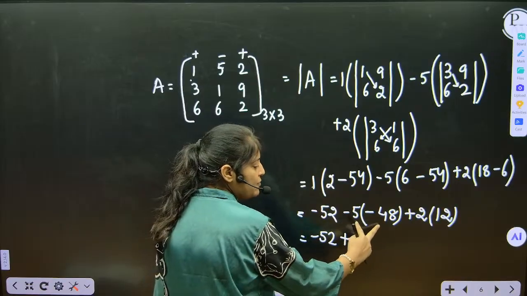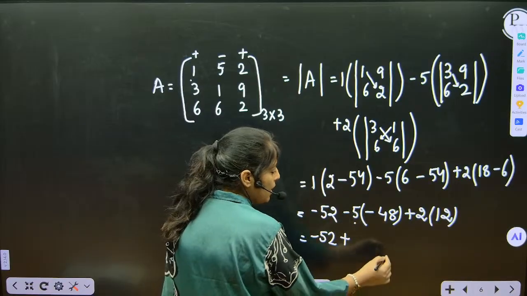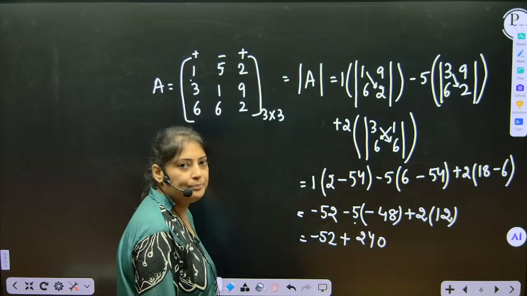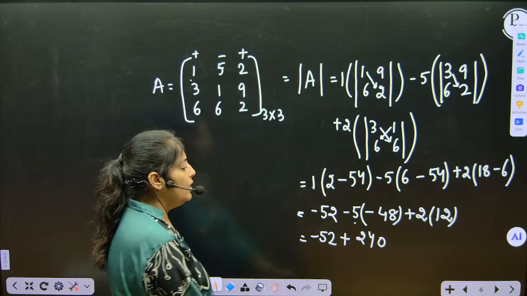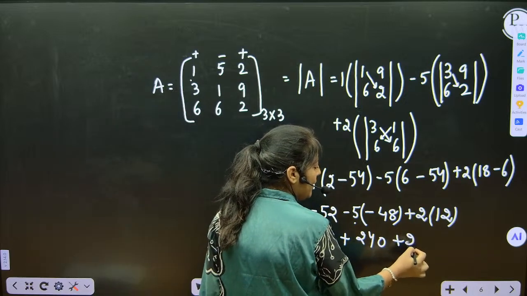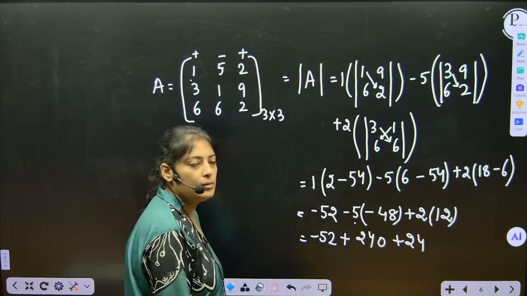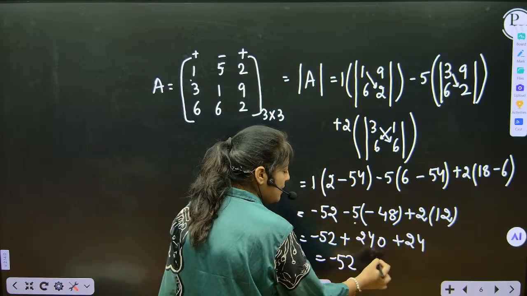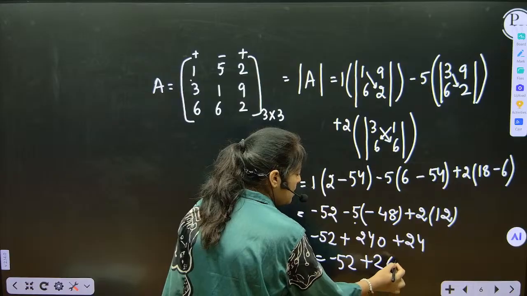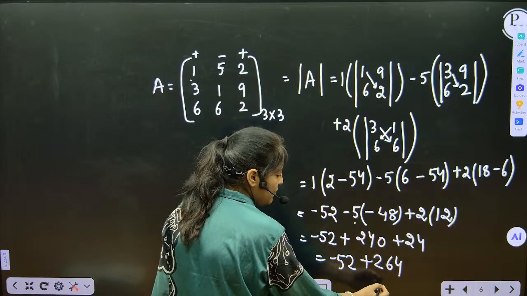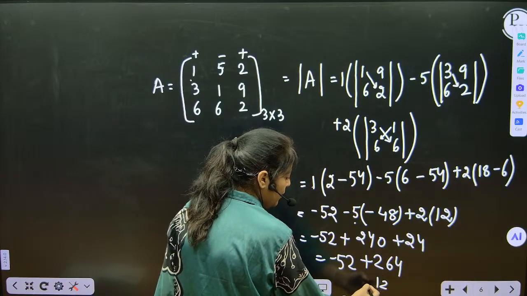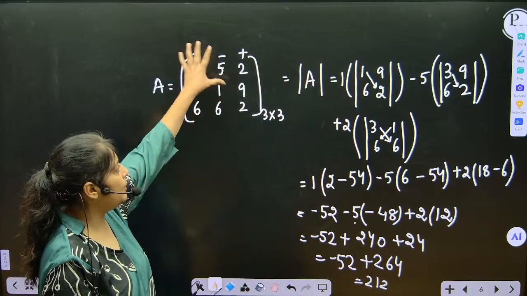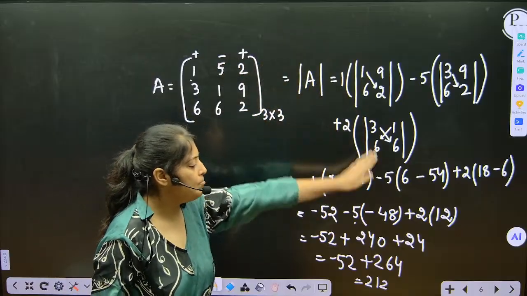First we have to multiply these two things. 5 8s are 40. It will become 240. 12 twos are 24. Alright. Minus 52 as it is. If I add this, it will become 264. 264 minus 52 is 212. This is the answer. This is the determinant of this matrix.